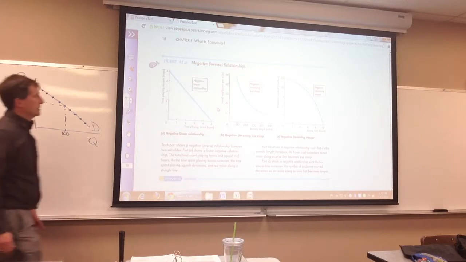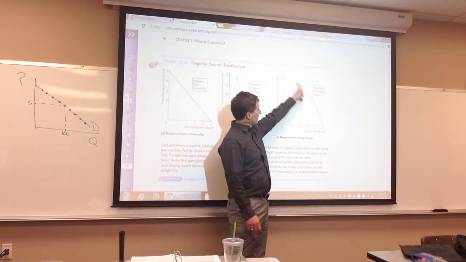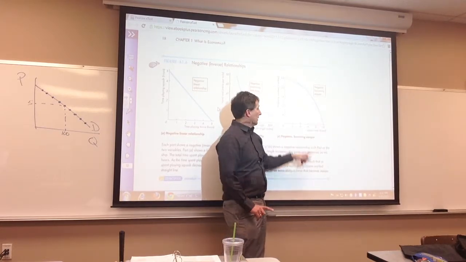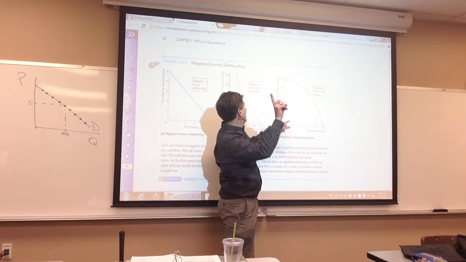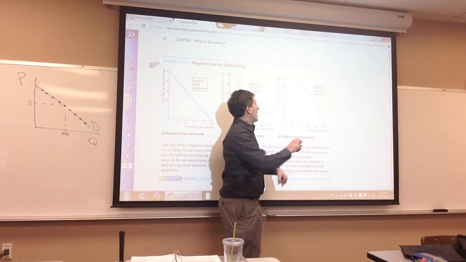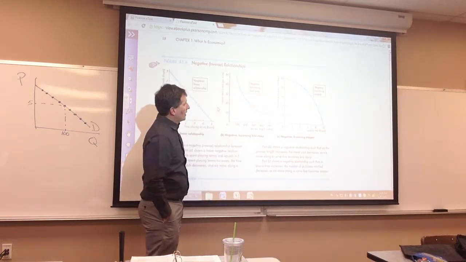Here's our production possibilities frontier. So, bowed outward. This is a negative relationship. Leisure goes up, problems worked goes down, right? So they move in opposite directions. It's a negative relationship between those two variables.